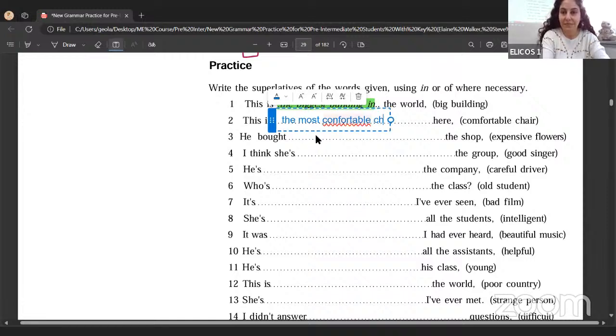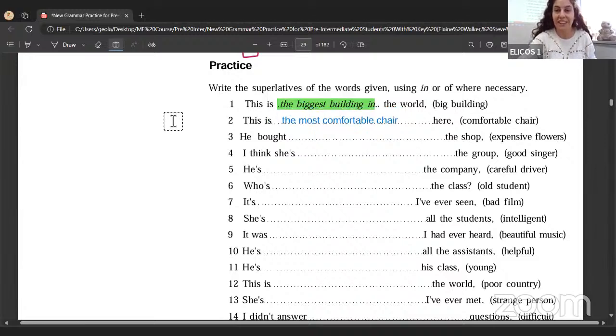Yeah. Here. Yeah, exactly. Good. This is the most comfortable chair here. Good. So we need to say the, and because comfortable has 3 sounds, we just need to put the word most in front of it and then talk about the noun. So this is the noun here: chair, building.